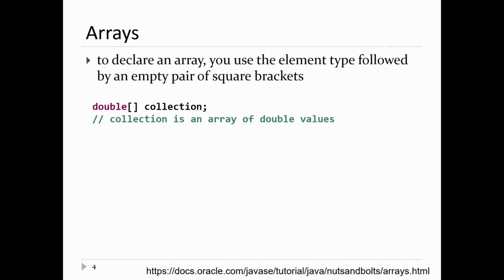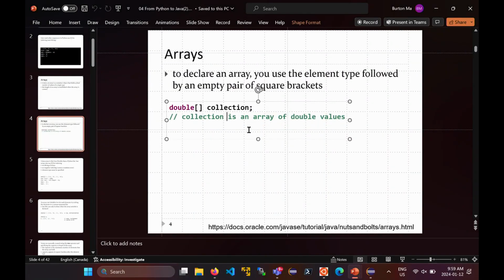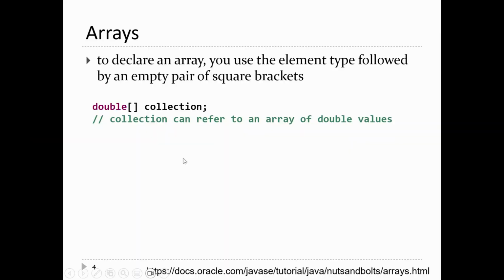So double square bracket collection says that collection is a variable that can refer to an array, right? But there is no array here yet. That comment is kind of misleading. Collection can refer to, that's more precise. So there's no array yet. All you have is a variable. That variable, you can point at an array of some kind.